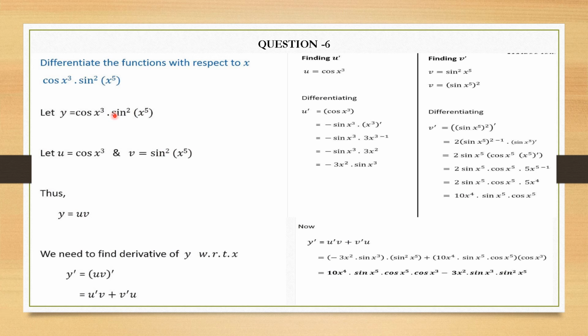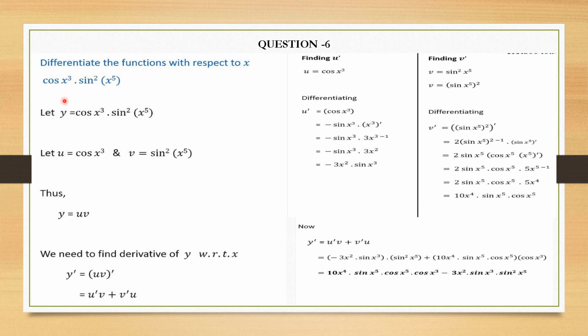See, how should we go? Firstly the power, 2 sin x⁵, into d/dx of sin x⁵. The d/dx of sin x⁵ will be cos x⁵, and now the derivative of x⁵ is 5x⁴. So this is how we get the derivative.